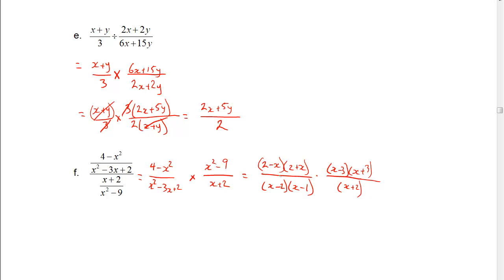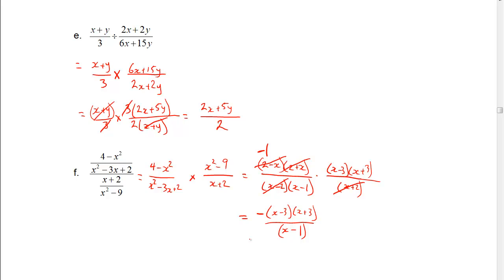And now we just have to cancel anything that's the same. So 2 plus x and x plus 2 are equal because they're addition, the order doesn't matter. 2 minus x and x minus 2 are not equal, but they differ only by minus 1. Remember, the signs are different, so we just have to include the minus 1 there. And that's all the things that are equivalent, so we get minus (x minus 3)(x plus 3) over x minus 1. And that's our final answer there.